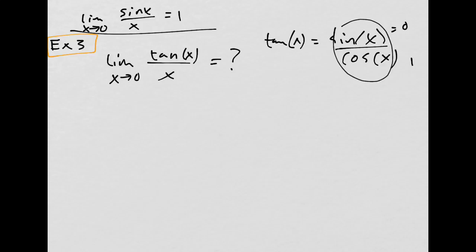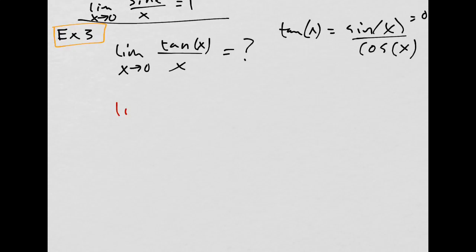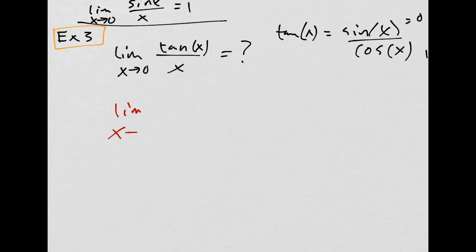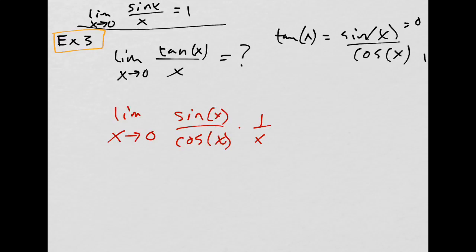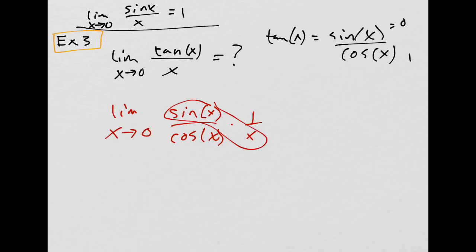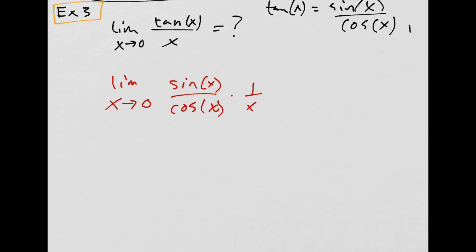Well, I'm going to use this fact. Limit as x approaches 0. Instead of writing tangent divided by x, I'm going to write sine x over cosine x, and then times 1 over x. So then, let's think about this. Look at what I see: sine x over x. That's a fancy little trick.